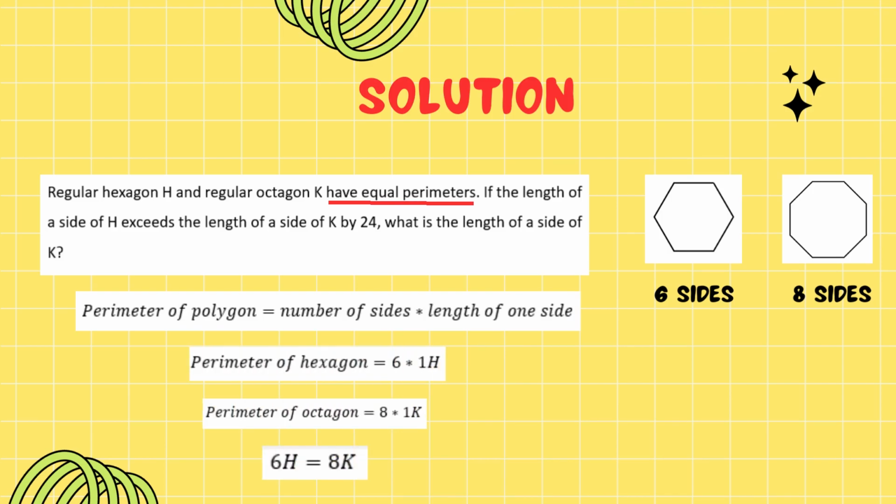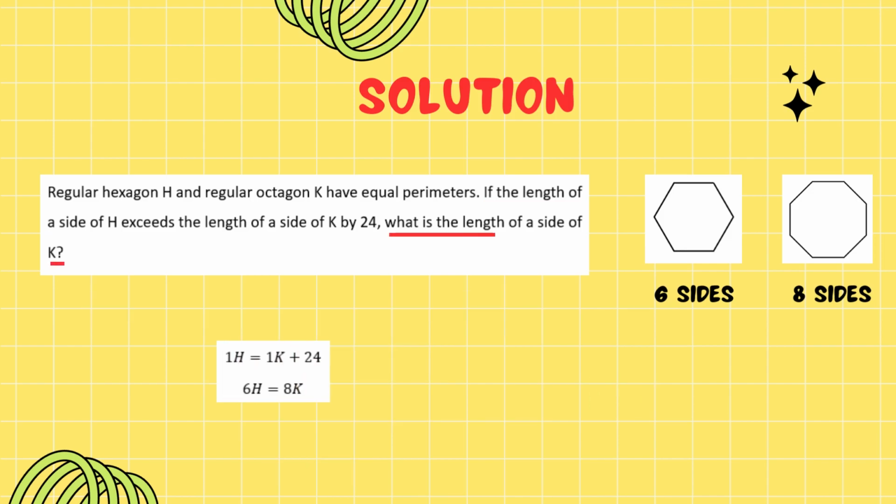Based on that, the perimeter of a hexagon will be 6 times h and the perimeter of an octagon will be equal to 8 times k. As it says that the perimeters are equal, our equation will be 6h = 8k. In the second condition, it says that one side h is greater than one side k by 24. So the equation will be h = k + 24.